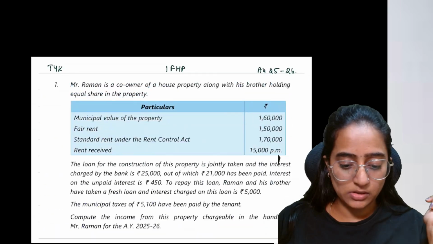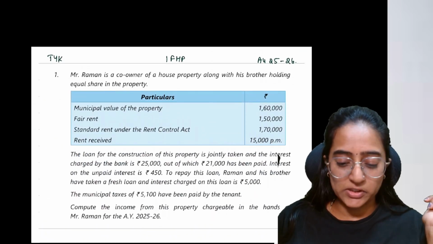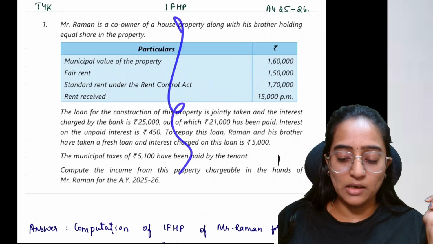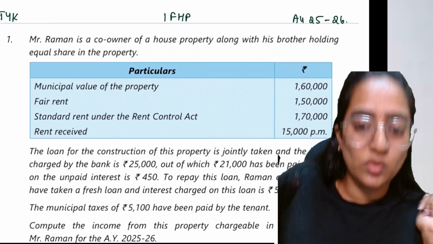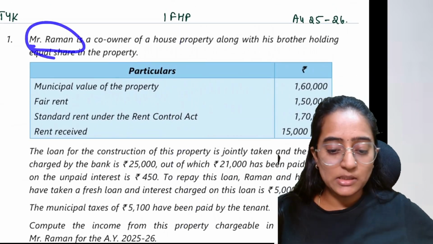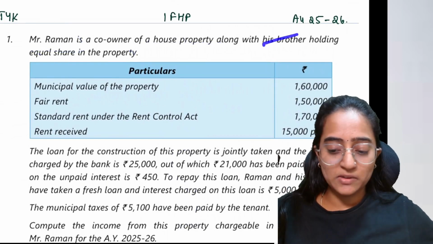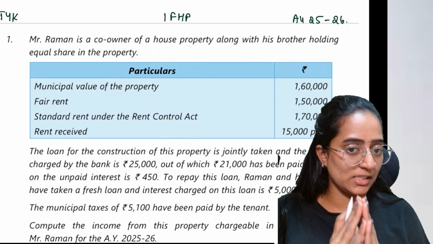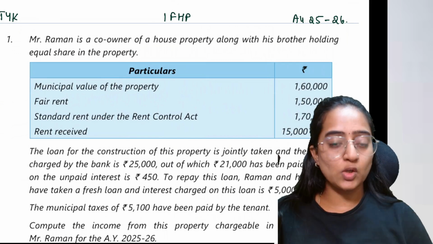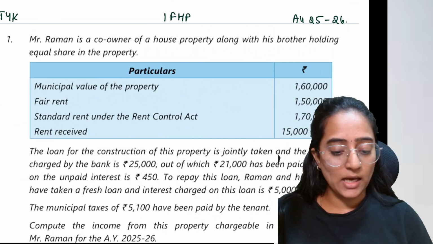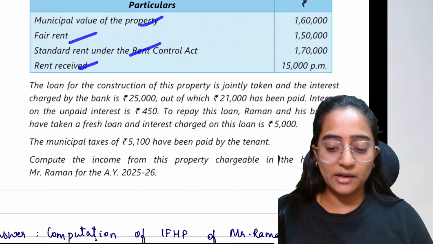First question, people, question number 1 is very simple. I will give you a very quick go through. Okay, Mr. Raman is a co-owner of this house property along with his brother. So there is a co-ownership considered. You have to make sure that whatever is the co-ownership, you are going to split that at last. Municipal value, fair rent, standard rent, actual rent is given.